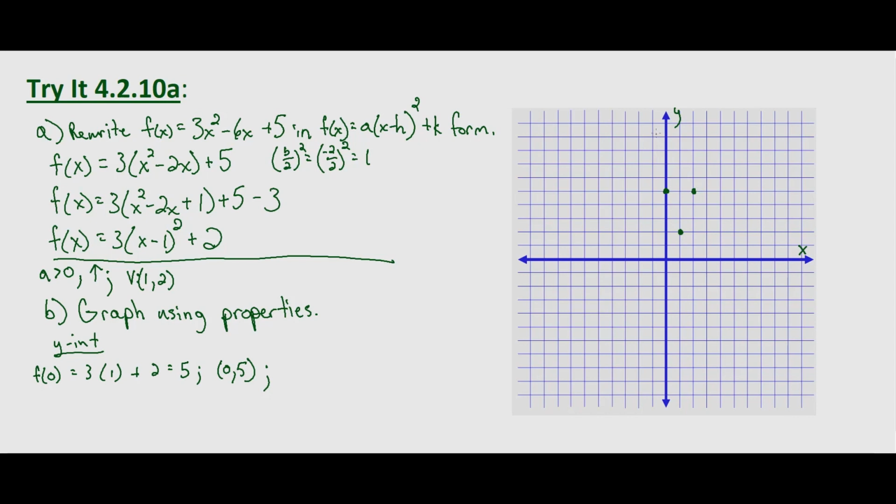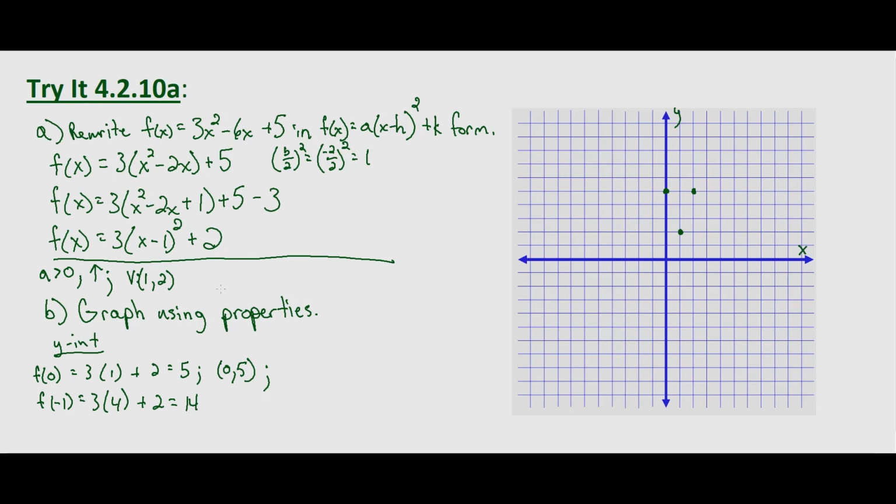Now we should know already, if we checked the discriminant, we would see that it's less than 0. There are no x-intercepts. So we have our basic form here. Let's go ahead and substitute a couple more points. So f of negative 1, well, that would equal 3 times negative 1 minus 1 is negative 2 squared is 4. So 3 times 4 is 12 plus 2 equals 14.